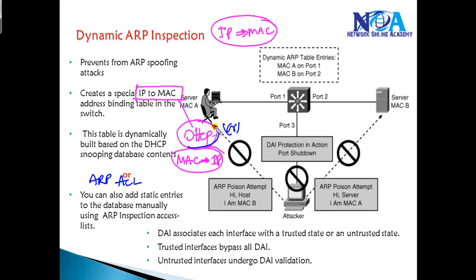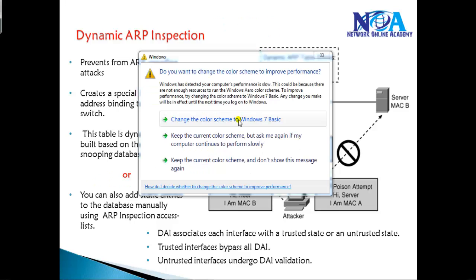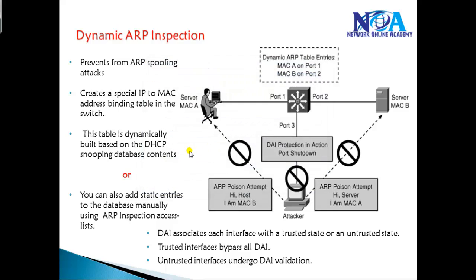Now, there are two different options we can use. Either we can go with an existing DHCP server, and we can tell the switch that if any ARP request is coming on that particular port, check with the DHCP database whether the IP address and the MAC address are the same or not, or else we can even configure some ARP access list on the switch for verification. Right now we'll see both the options here, and it's going to build some IP to MAC binding information.